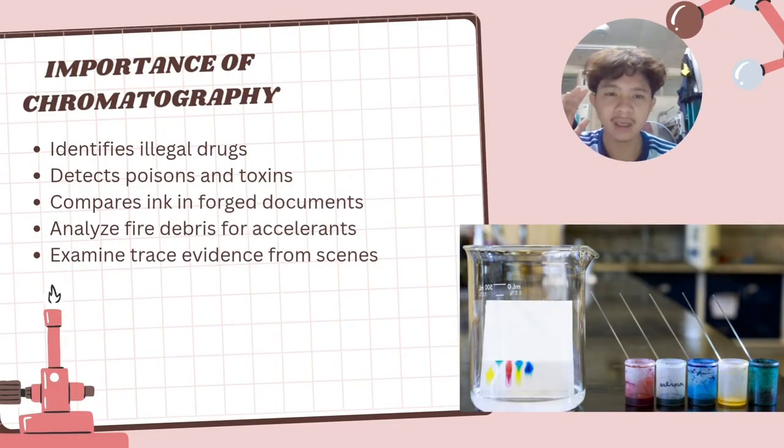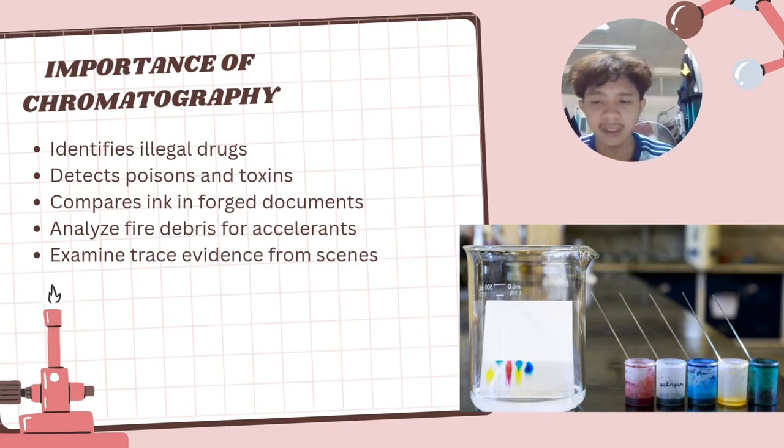As we mentioned earlier, chromatography is an essential tool in forensic science because it helps scientists to identify and compare chemical substances found in a crime scene. As shown here, it can identify illegal drugs, detect poisons and toxins, compare forged documents, analyze fire debris for accelerants, and last but not least, examine trace evidence from scenes.